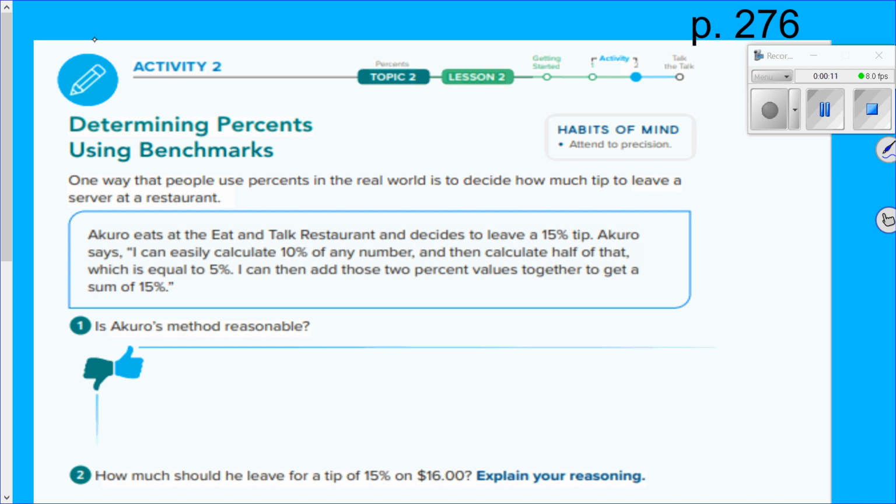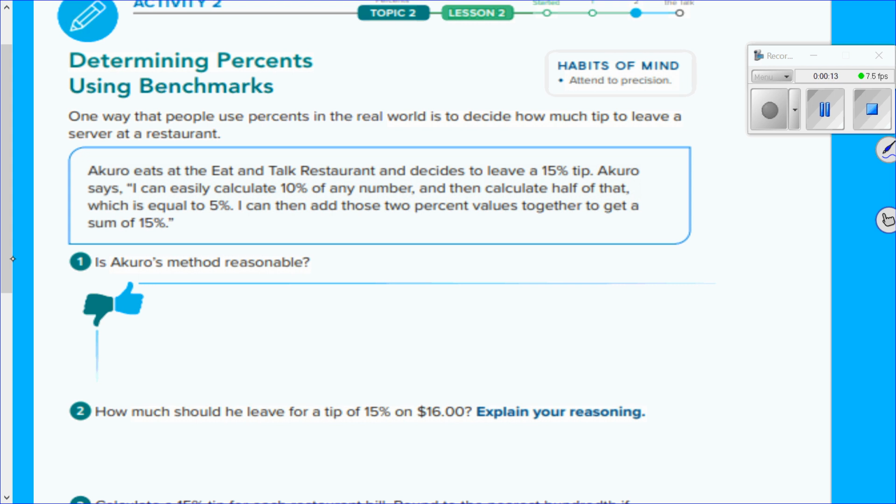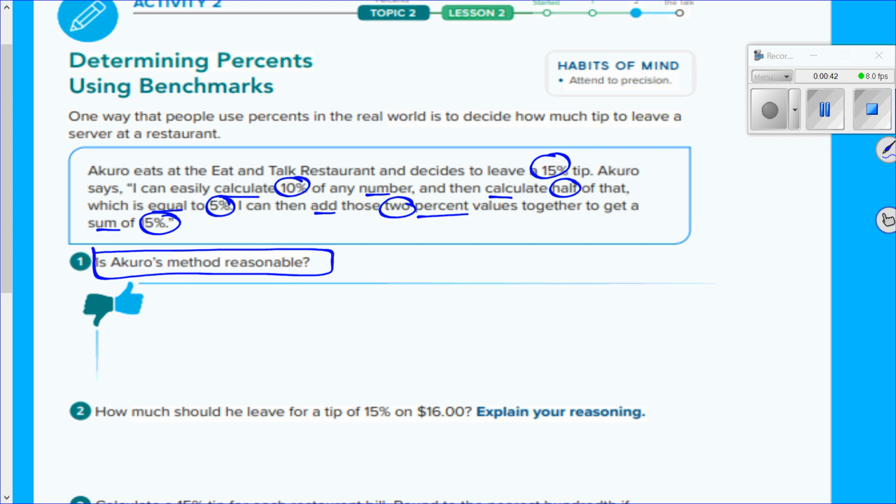Okay? So one way that people use percents in the real world is to decide how much tip to leave a server at a restaurant. In the US, a standard tip is 15%. So Kuro says I can easily calculate 10% of any number and then calculate half of that, which is equal to 5%. I can then add those two values together to get a sum of 15%. Is his method reasonable? So this is what we want you to talk about at your table. Come to an answer. Tell us, is it reasonable or not?